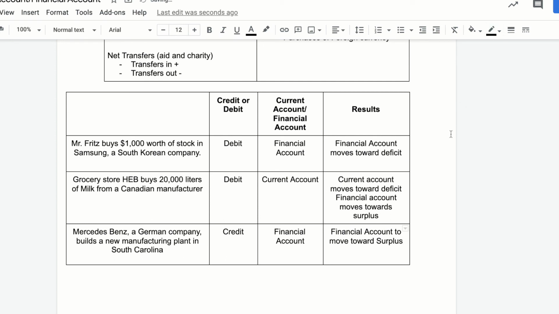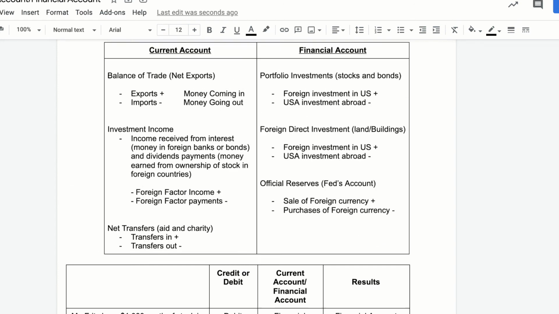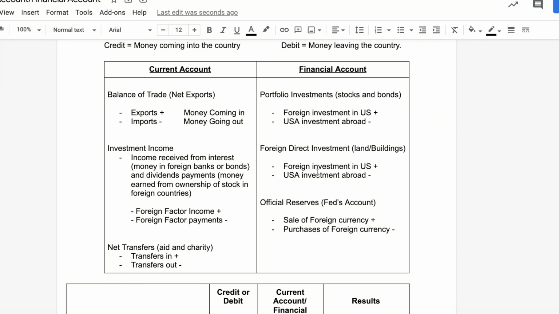All right, hopefully these examples helped you understand a little bit better how the current and financial account works and how the whole balance of payments thing works out.